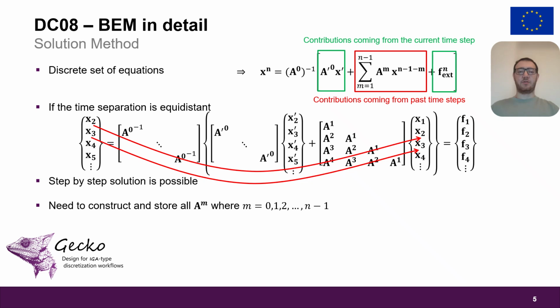The main drawback is that we need to construct and store all the system matrices for all time steps, which makes our scaling for storage depend on the number of time steps alongside the square of the number of degrees of freedom. And for computation, this time step dependence becomes a square.